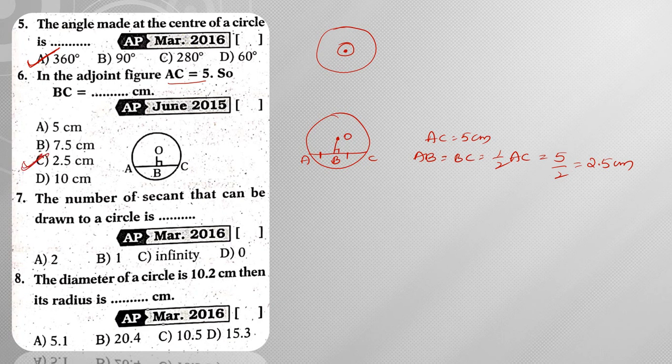Next, the number of secants that can be drawn to a circle. So to a circle we can draw infinitely many secants. Next, the diameter of a circle is 10.2 centimeters. Then its radius is. So already we know the relation between diameter and radius. Diameter is equal to 2 times the radius, which can also be written as radius is equal to diameter by 2. Now since he is asking radius, radius is equal to 10.2 by 2, which is nothing but 5.1 centimeters. Hence the answer is 5.1 centimeters.